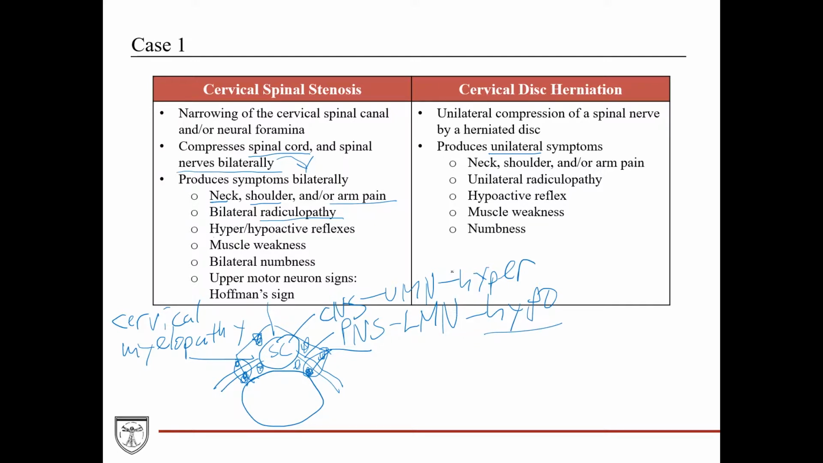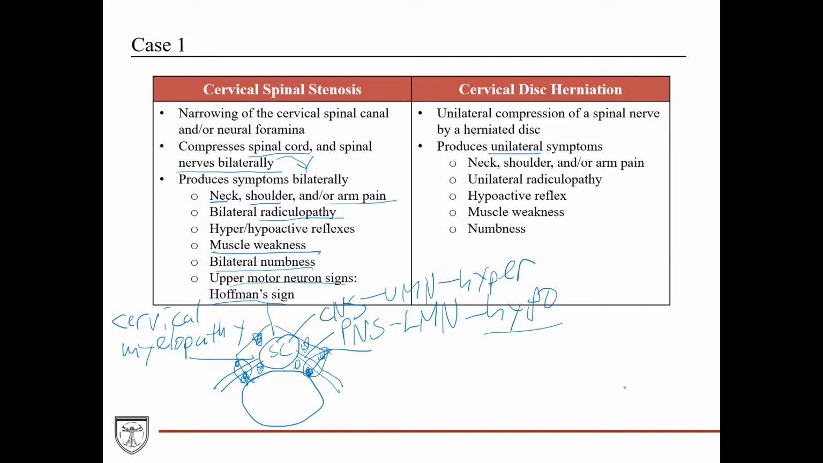So again, you can use this to really pinpoint what's going on. Hyperactive, upper motor neuron sign, spinal cord. Hypoactive reflexes is more indicative of a lower motor neuron sign, more indicative of peripheral nervous system, spinal nerve. So they're also going to have muscle weakness because you're impinging nerves that are innervating muscles in the upper extremity, bilateral numbness, and then again, upper motor neuron signs potentially such as Hoffman's sign.